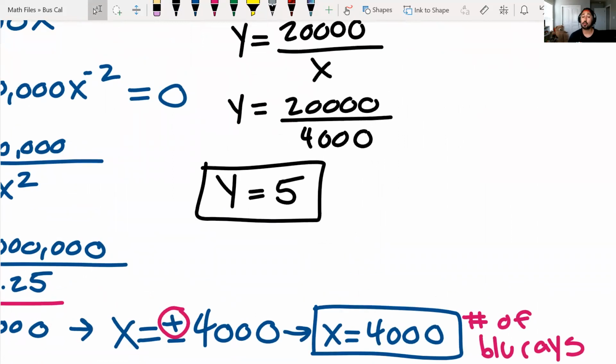If we are going to make 20,000 Blu-rays for the year, we need to do 5 production runs. And in each production run, we need to make how many Blu-rays? That's right, 4,000 Blu-rays. Because 5 times 4,000 is, guess what? 20,000. So every time we do a production run, we make 4,000 Blu-rays. So this is the number of production runs.